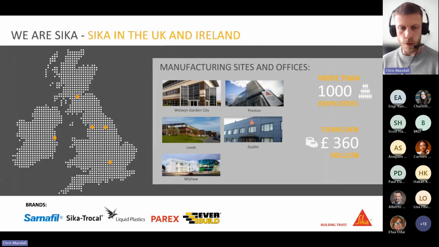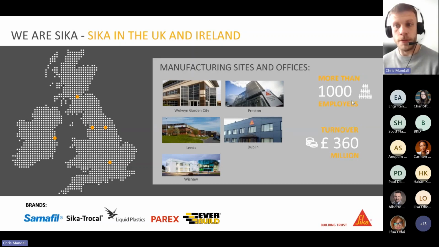So, overview of Seeker and who we are. For those of you who aren't aware of who we are already, we're a provider of construction materials. We cover a wide range of different sectors within construction. We have over 1,000 employees in the UK. It says 5 sites on there. It's actually now 6 sites after the acquisition of MBCC. So we've also got Redditch, along with Welwyn Garden City, Preston, Leeds, Dublin, and Wishaw.